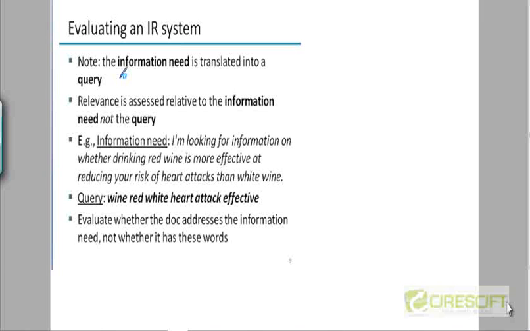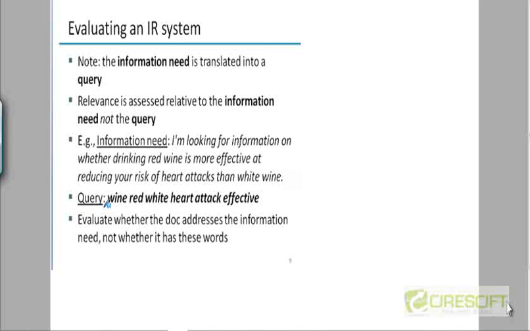So the best that we can do is to treat the query as a proxy for the information need, while keeping in mind that the real measure of users' happiness is the satisfaction of the information need. Okay. So here's an example of an information need. Let's say you're looking for information on whether drinking red wine is more effective at reducing your risk for heart attacks than white wine.